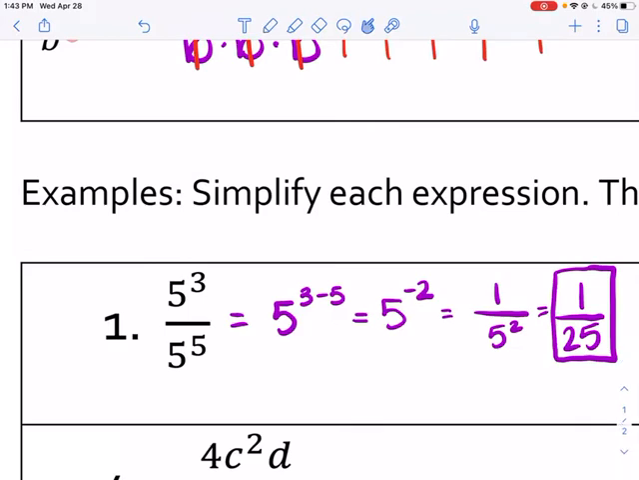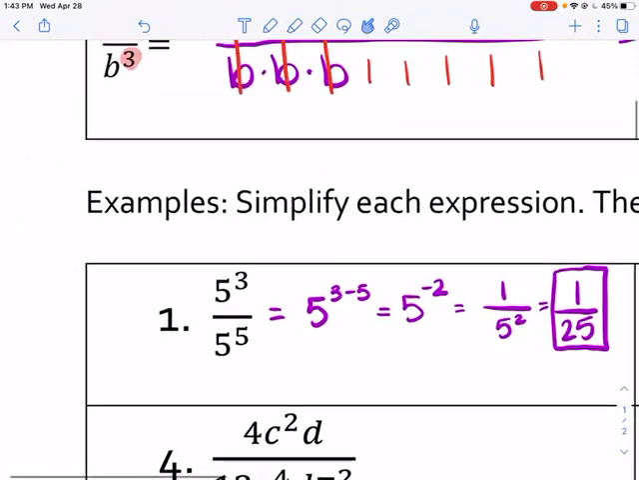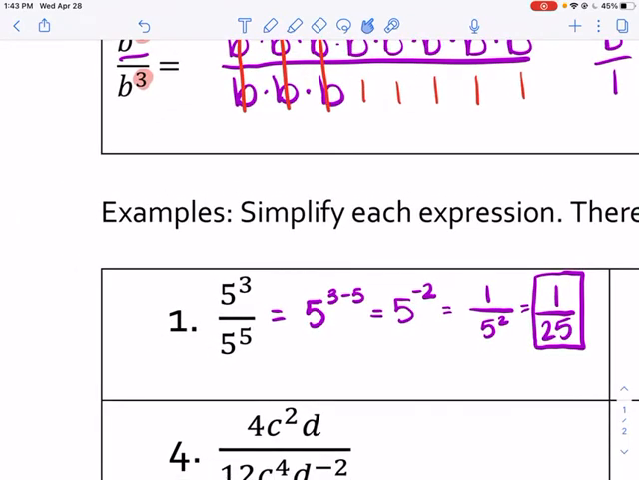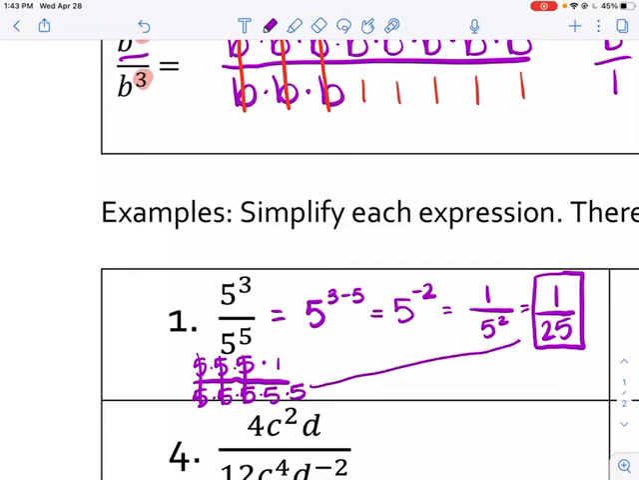So what might be easier to do is to think of it kind of like you're expanding it, but to not actually write the numbers out. Just visualize in your head you have 3 5s on top and then 3 5s on bottom. And then you cancel some. Now we're left with 2 5s on bottom and a 1 on the top because 1 is part of every multiplication problem. That will give me 1 over 5 times 5, which equals 25.